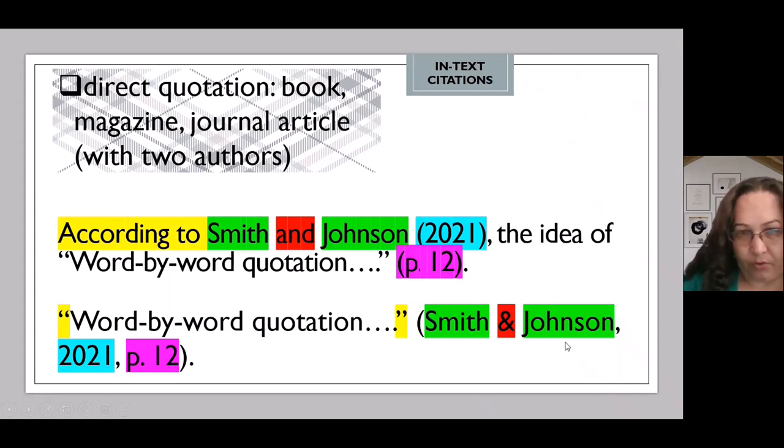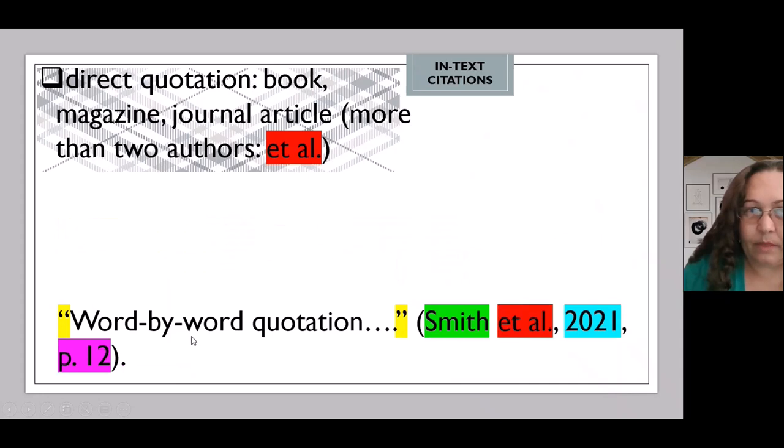present both authors. Therefore, in parentheses, we're going to have Smith & Johnson, comma, date of publication, comma, page number, close parenthesis, and the period goes after the parenthesis because this is where the sentence ends.